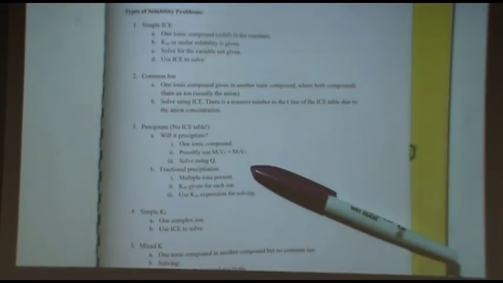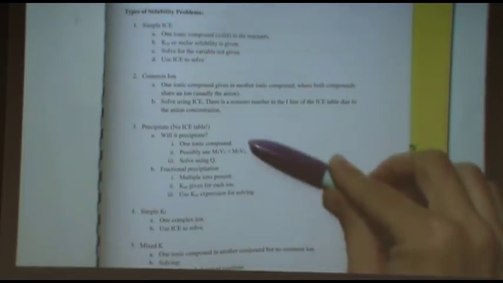I mean, it's not uncommon for us to say we're mixing these two things. Here's the molarity and volume of this one. Here's the molarity and volume of this one. They're mixed. You'll need to find the new molarities in order to solve the problem. So that's not unusual. It's often a combo problem.